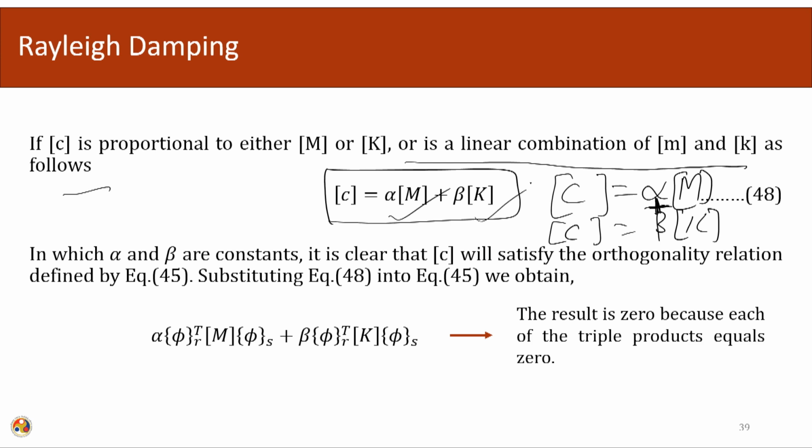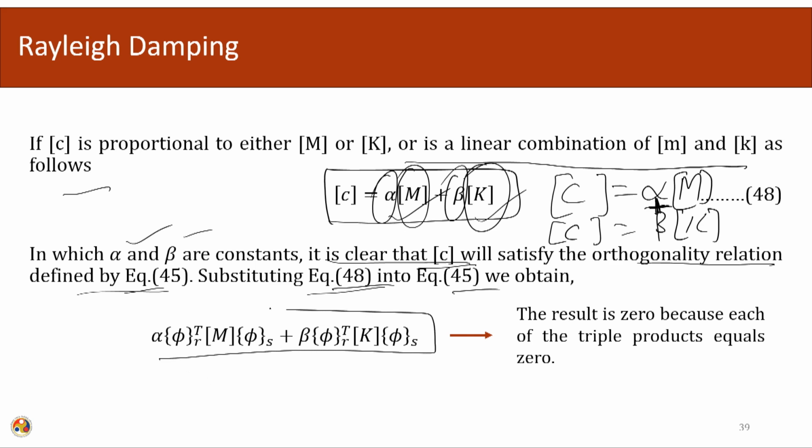In this case, what we need to do is that we know the mass matrix, we know the stiffness matrix, we need to evaluate the coefficients alpha and beta, and we can express C as a combination of the mass and stiffness matrix. Alpha and beta are constants, and it is clear that the damping matrix is going to satisfy the orthogonality relation defined by equation 45. So, substituting equation 48 into 45, we obtain this particular case.